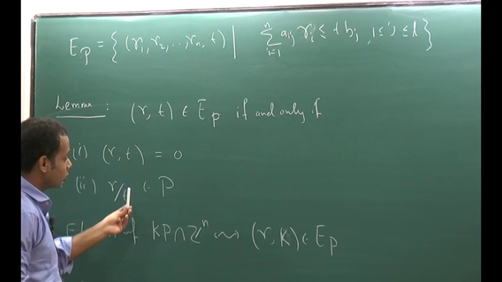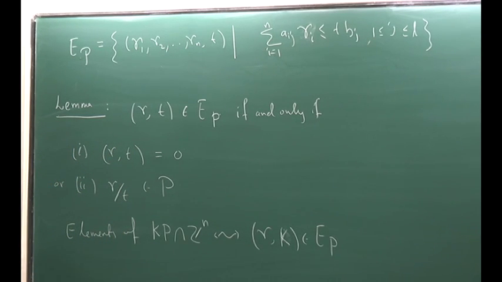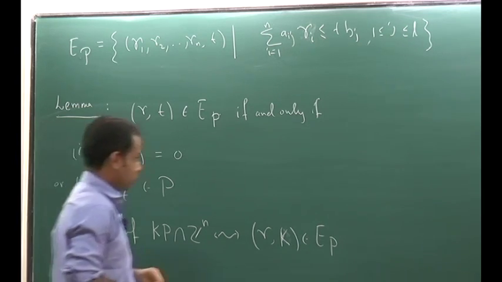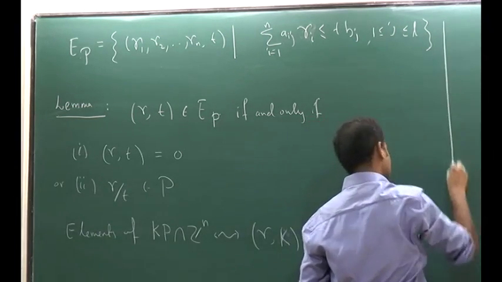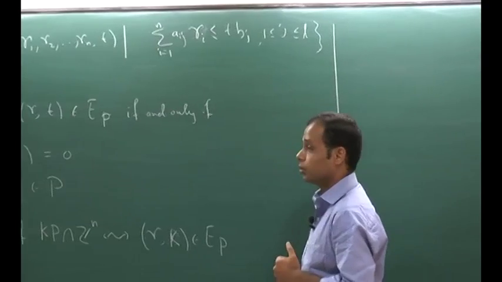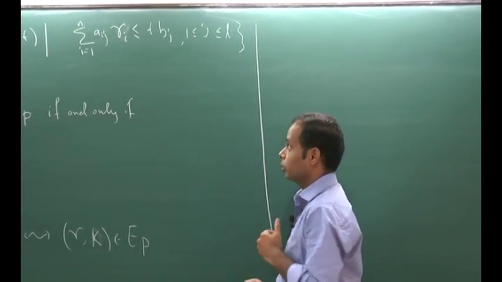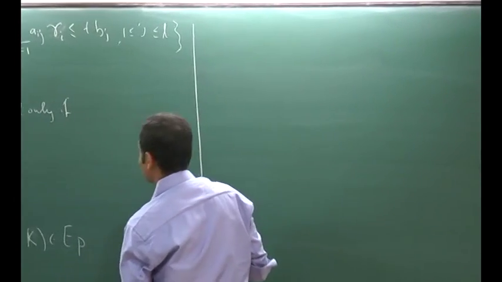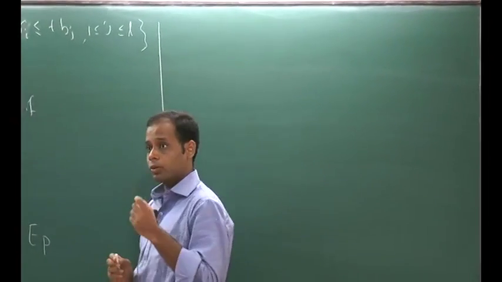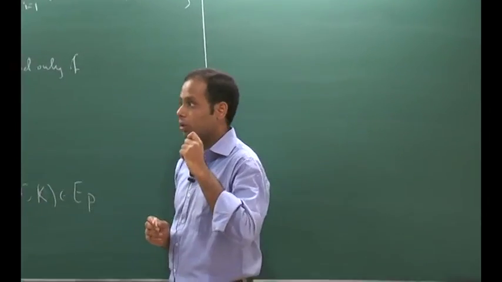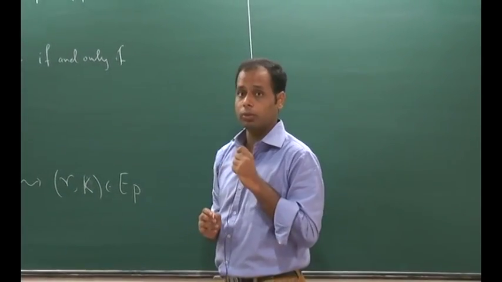So understanding these monoids helps us to count how many elements are there in K_P intersection Z^n. How will it count it? Given any monoid, we can actually associate a power series to this monoid. So how do you associate a power series? By associating a term to each of the elements of the monoid.